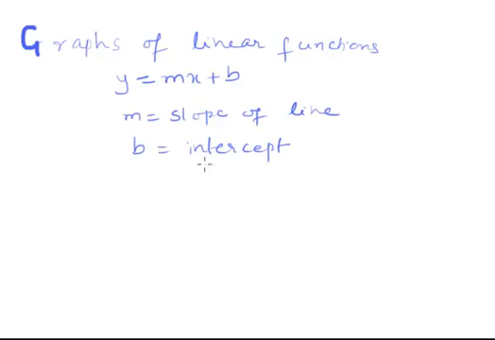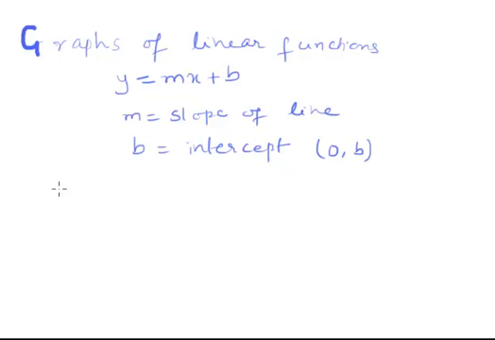The intercept is a point on the y-axis where the line cuts the axis. That is the reason we also call it (0, b). This is the point on the y-axis where the line cuts the y-axis.